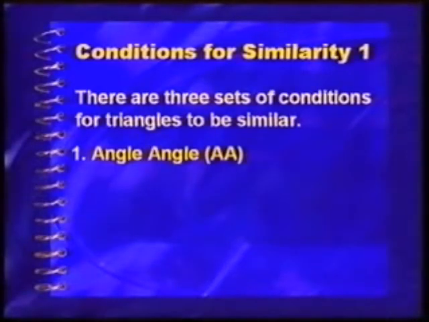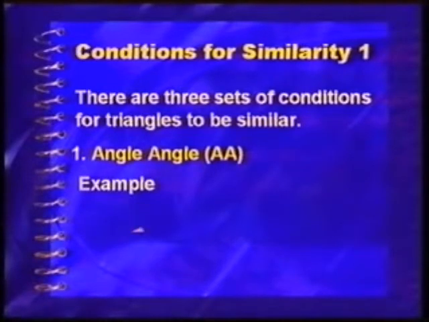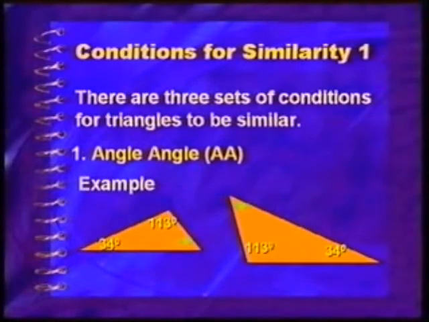There are, as with congruency, conditions for similarity. In fact, there are three, and I'll go quickly through those before we get into some problems. The first condition is AA. If two angles are the same as two angles in another triangle, then the triangles are similar. Example here, we've got two triangles, 34 and 113 degrees, 34 and 113. Of course, the third angles must be the same too, because each triangle has to add up to 180.